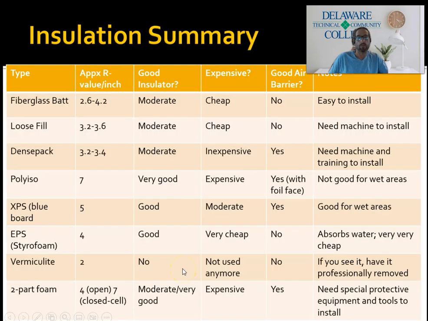Okay, so here's just a summary. I'm not going to go over all these, but this just summarizes everything there. The ones you see most frequently are fiberglass batt, loose fill, and then these boards. I mean, you can go down to any hardware store and buy polyiso, or buy blue board, or even styrofoam if you want. Can't buy vermiculite. Spray foam you can buy at a hardware store. It's just you need some specialized equipment.